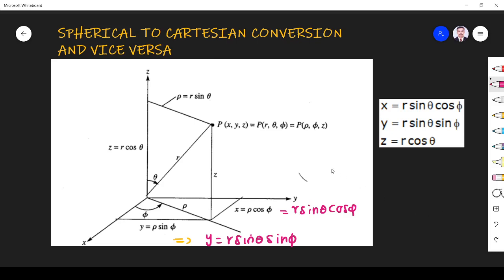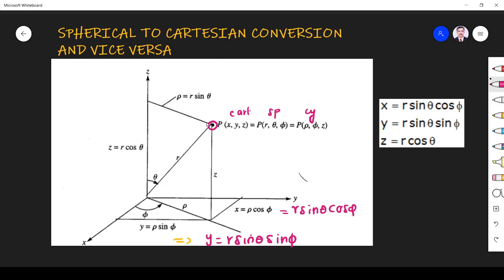Right, so we know that in any spherical coordinate system we can represent a point P, let us assume the point P is here, by P(r, theta, phi). In Cartesian it is P(x, y, z), in cylindrical it is P(rho, phi, z). Now we are going to deal with a spherical coordinate system and we have to convert spherical into Cartesian. That means you are given spherical data, you have to convert it into Cartesian data.